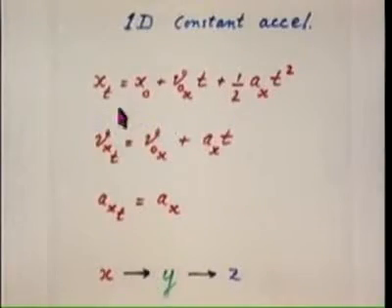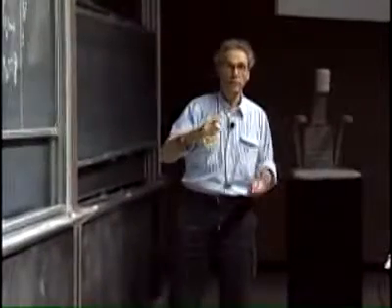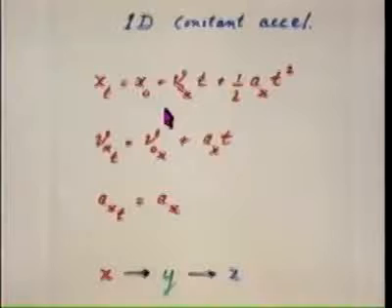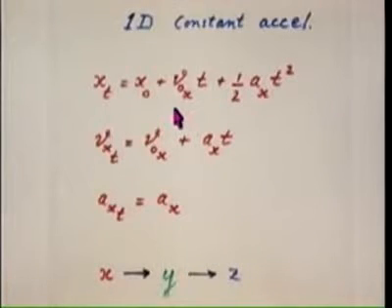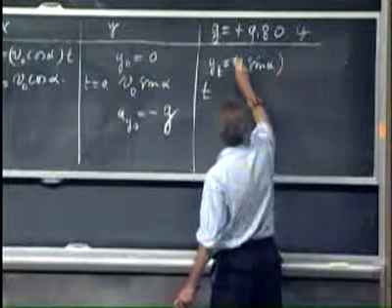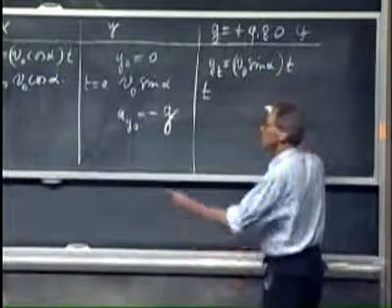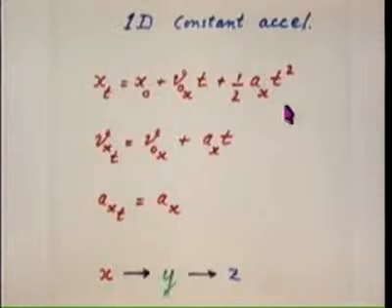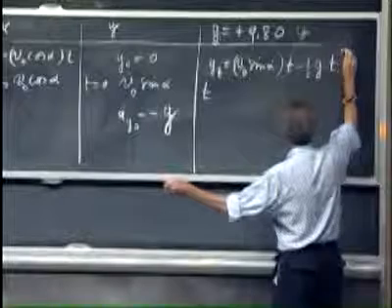y0 is 0, so we have y as a function of time. y0 is 0, so we don't have to work with that. So I get v0y times t. So I get v0 sine alpha times t plus 1/2, but it is minus 1/2 gt squared.